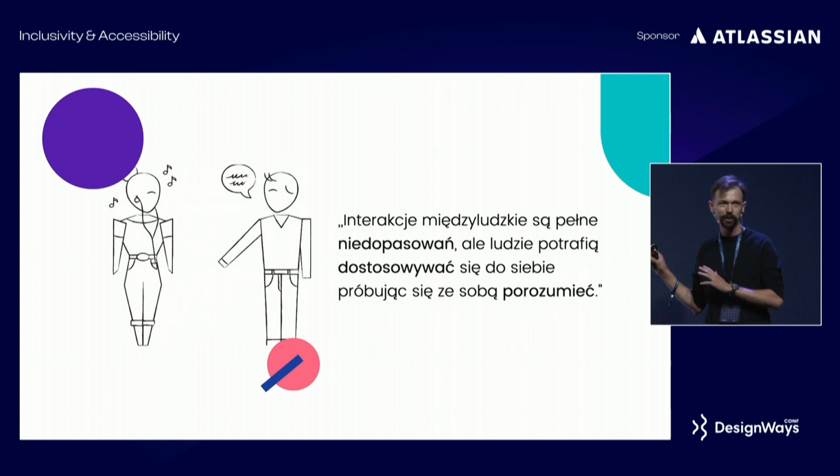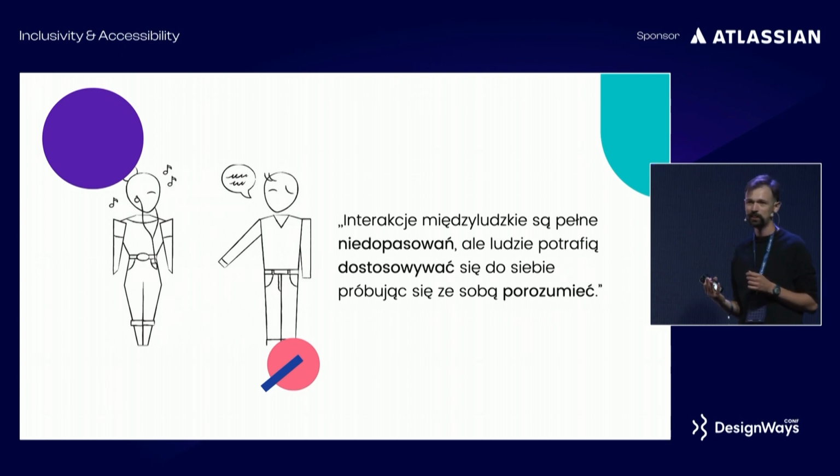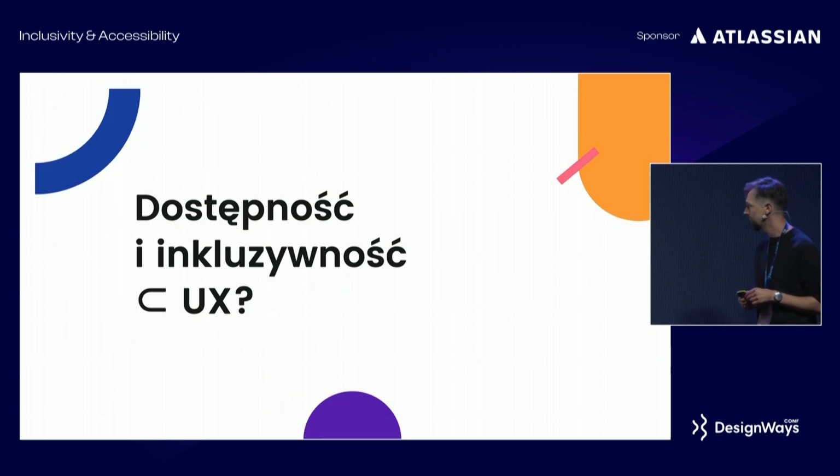Another quote, if you know the book by Kat Holmes, you've seen the associations. Human interactions are full of mismatch, but people can adapt to each other as they try to communicate. It's a wonderful feature in general for human-human interaction. But if we translate it into human-computer or human-application interaction, we see that something has been coded, and most of the time it's not adaptable, and it does not match and adjust to humans anymore if we don't pre-plan it.